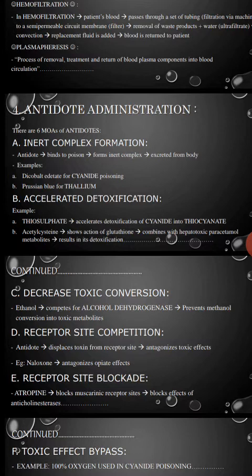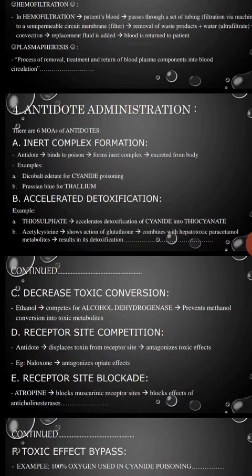Next is accelerated detoxification. Here you convert the poison from toxic to non-toxic by chemical reactions. For example, thiosulfate converts cyanide into thiocyanate, from a toxic product into a non-toxic one by chemical conversion. In the first case, the antidote just binds with the poison so that it is rendered inert. In the second, accelerated detoxification, thiosulfate converts poison cyanide to non-toxic thiocyanate.